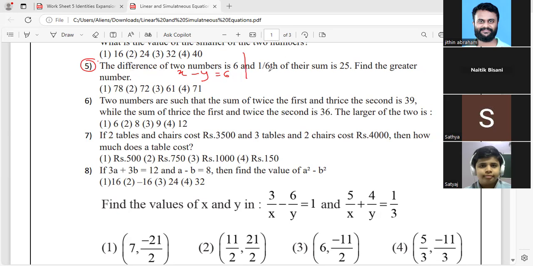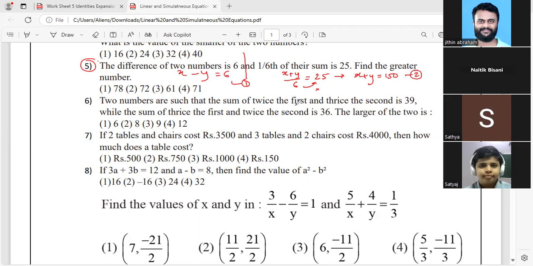The second data starts from here, and 1/6 of their sum is 25. So their sum is 150, you're absolutely correct. So (x plus y) upon 6, that is 1/6, is equal to 25, which means x plus y is equal to 150. How did I get 150? Basically, 6 multiplied by 25 gives 150. So I'll call this equation number 1 and this equation number 2.